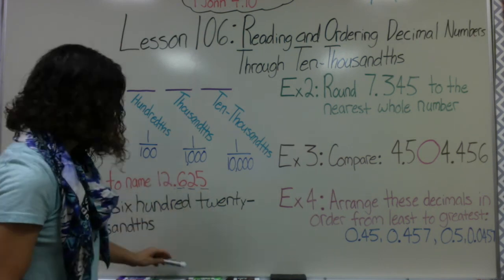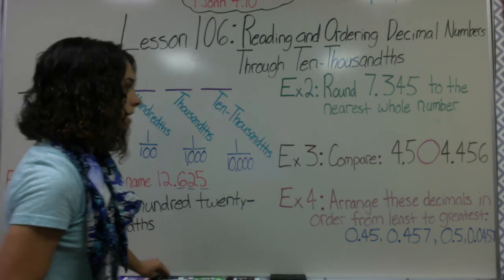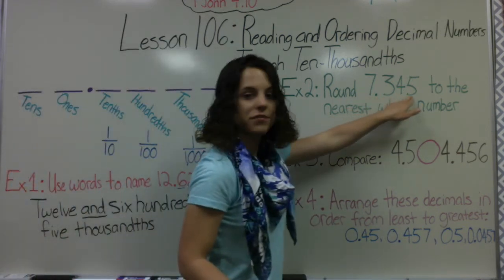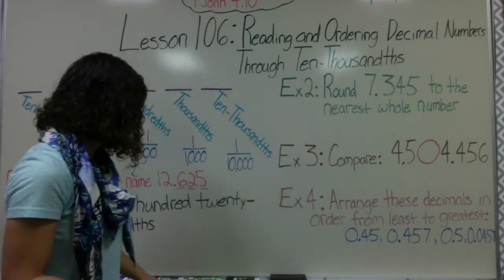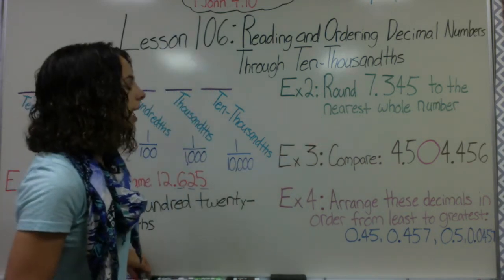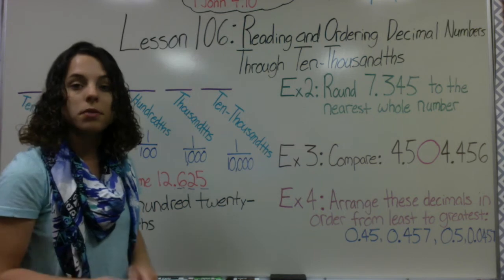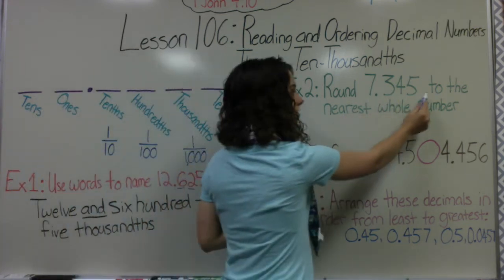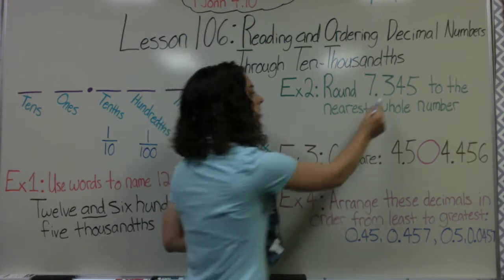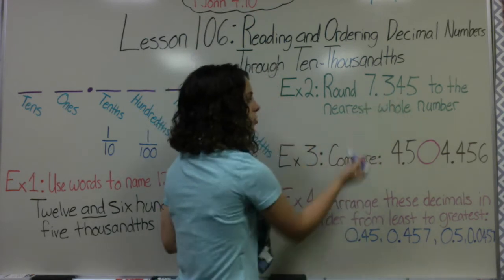Example 2 says to round 7 and 345 thousandths to the nearest whole number. Now we have already learned about rounding whole numbers, and when I round to a whole number, all I really need to look at is my tenths place. The other digits are simply irrelevant. Whenever I look at my tenths place, then I can round to my nearest whole number.